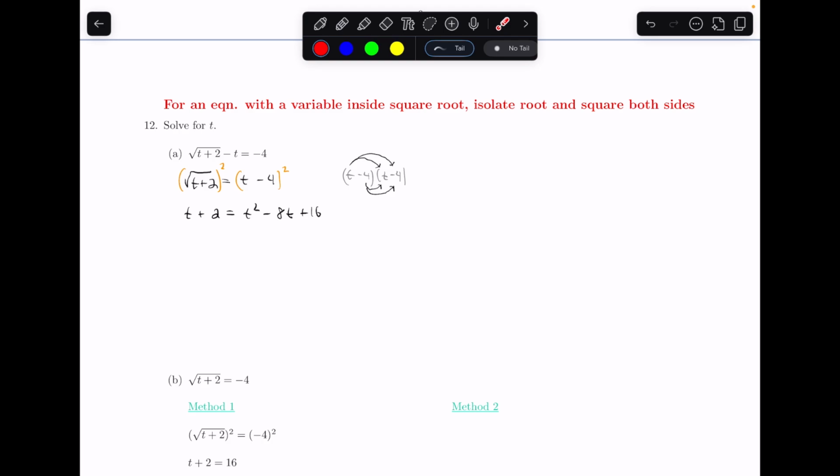Now I'd like to move all the terms to one side to get one side to be 0. So let's subtract the t over and subtract the 2 over. That gives me 0 on the left equals t squared minus 9t plus 14. Now hopefully this quadratic factors. Take a quick 30 seconds and try to factor that. Pause it in 3, 2, 1, and try to factor that.